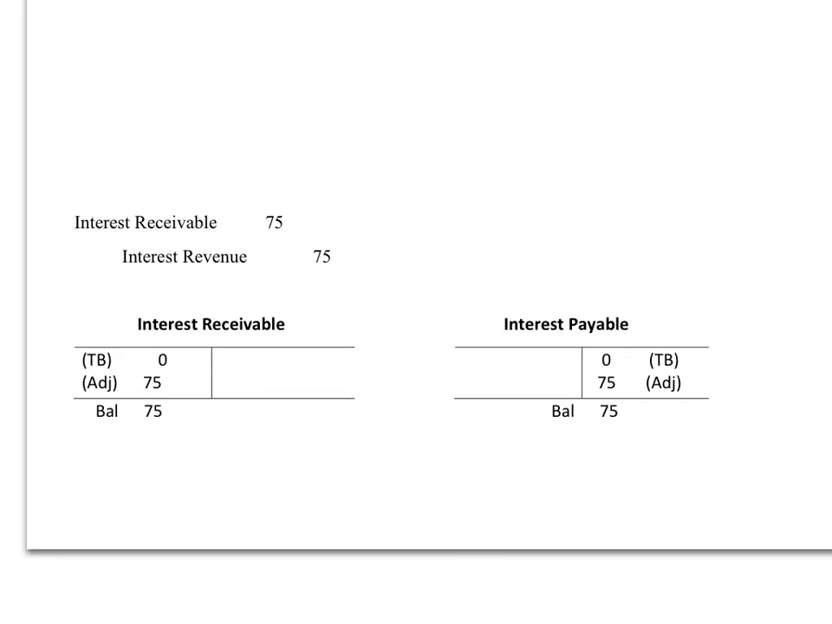And then there's our T accounts. We had a zero trial balance, and then we make our adjustments, so we have an ending balance of $75 in each account.